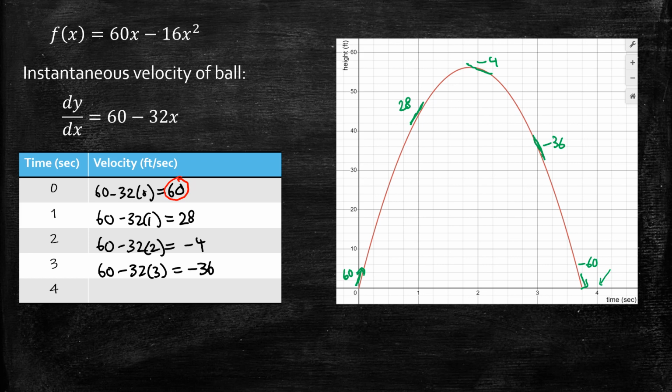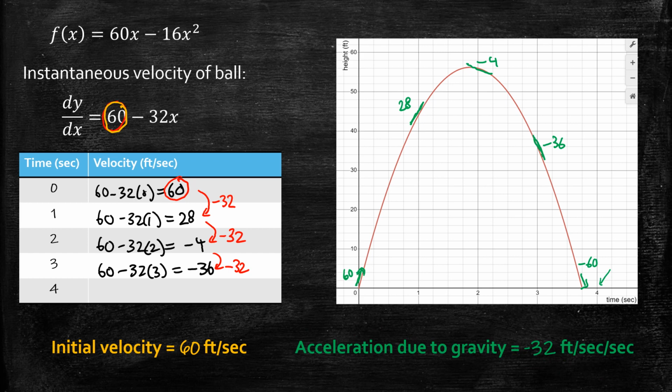And you see that 60 right here. And if you look now at the pattern in the table, even the formula is saying, look, we just take negative 32, that's just dropping by 32 every time. That negative 32 should ring a bell. So the initial velocity of 60 actually appears in the formula, and the negative 32 is the acceleration due to gravity. So negative 32 makes up the formula for velocity.